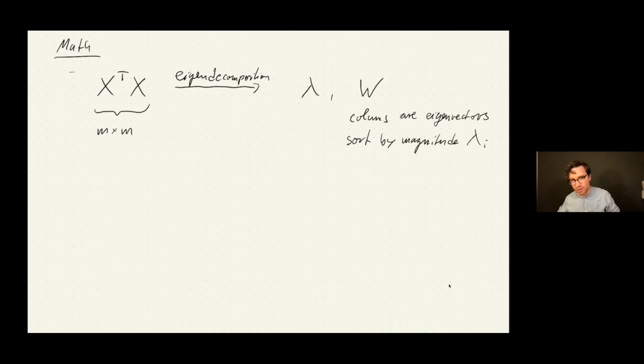Now, W is just the new basis for our data, and then we can transform our data. The transformed data will look like this: we take the data matrix X times W. In the language of principal components, W is what's called the loadings, or also the rotation, and the transformed data is called the scores.